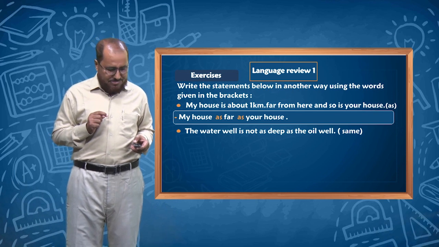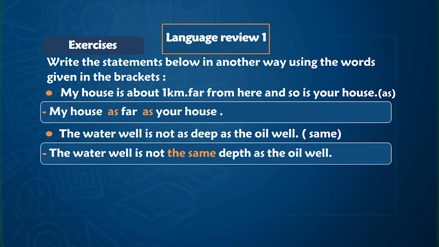It should be, the water well is not the same depth. Here depth is a noun from the adjective deep, and we have already known that the same must be followed by a noun. So the same depth. The water well is not the same depth as the oil well. Sure, the oil well is deeper. Okay.